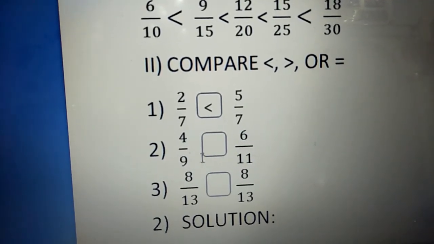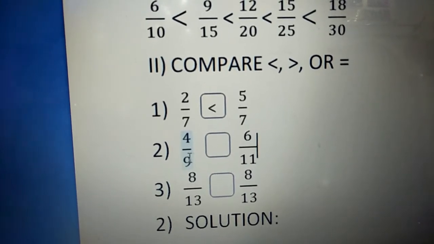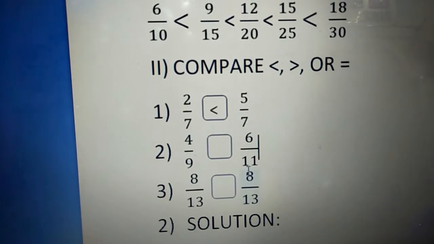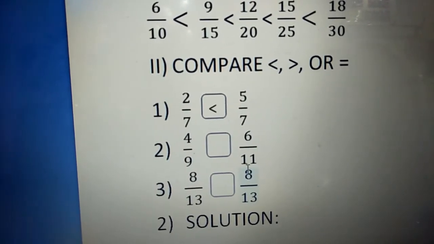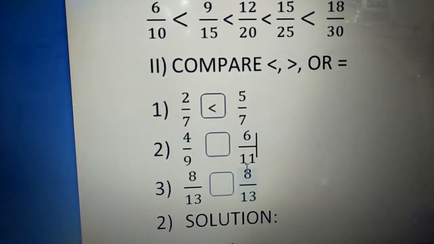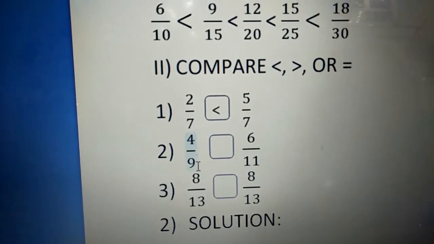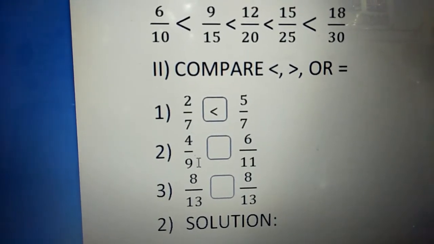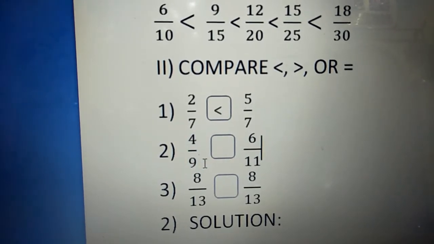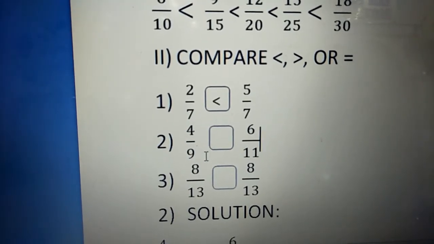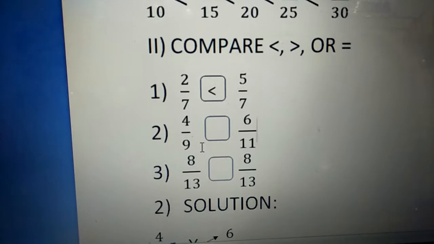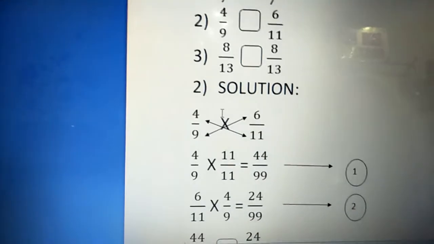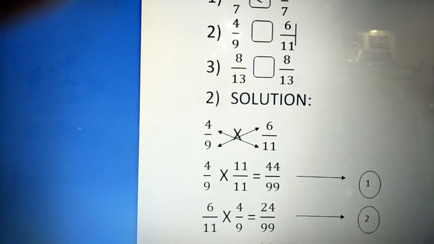Now you see, the denominator is not the same. Can you compare, children? Yes, you can't. So you make the denominator the same. You try to make the denominator the same. How can you make it? So our second problem solution is, children.